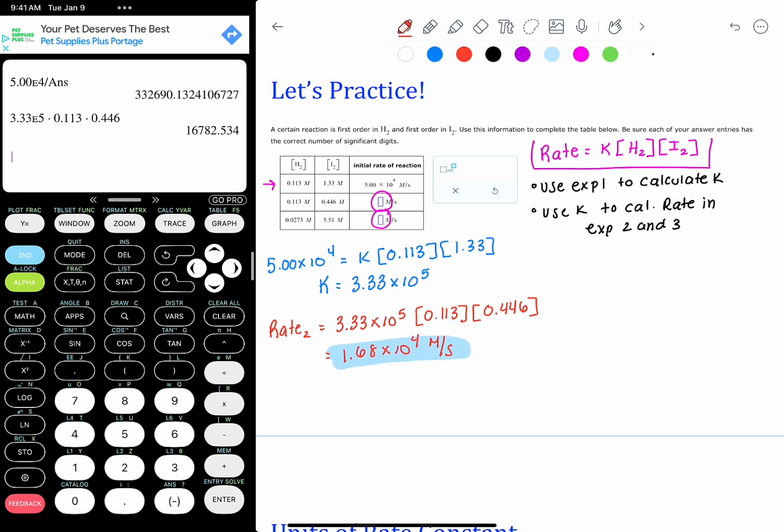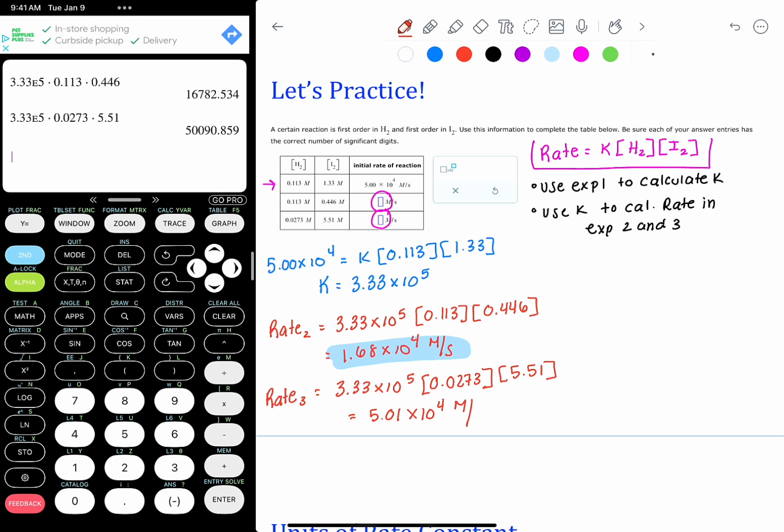So that would be our rate for reaction 2. And then our rate for reaction 3 is set up in the same way. We'll use that K since it's a constant, and we'll multiply it by our new concentrations, 0.0273 and 5.51. So we'll take 3.33 times 10 to the 5th, multiply that by 0.0273, and multiply that by 5.51. And we get a rate of 5.01 times 10 to the 4 molar per second.